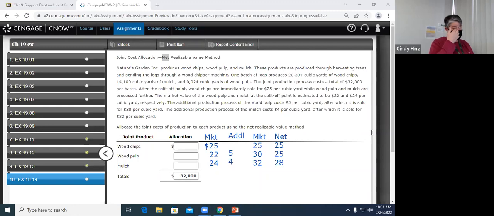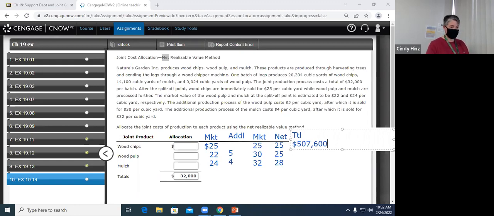So let's look at next, how much can we sell this for in total? Let's see, total column. Our wood chips, we can sell them for a net realizable value of $25. How many wood chips do we end up with? 20,304 cubic yards of wood chips. We're going to sell them for $25 each. That's a total of $507,600.